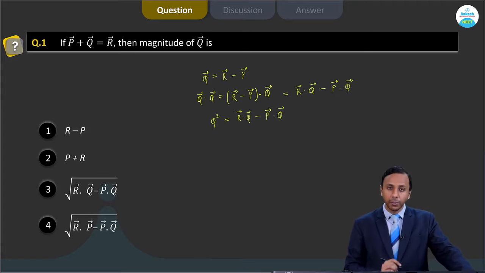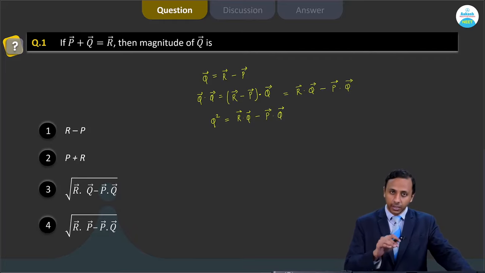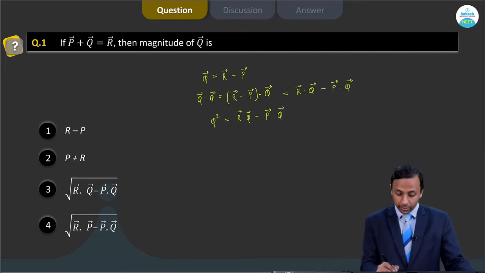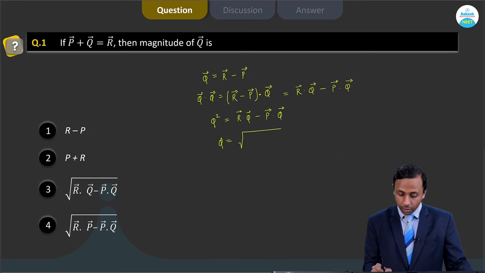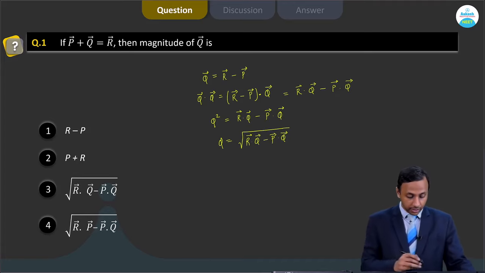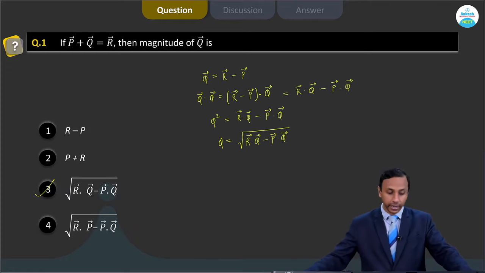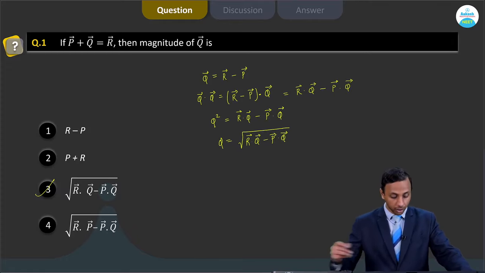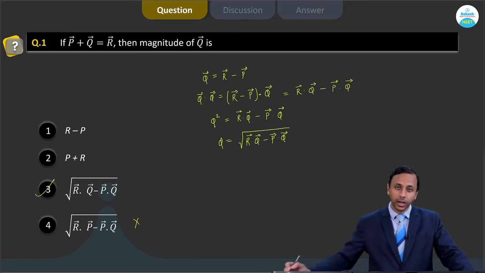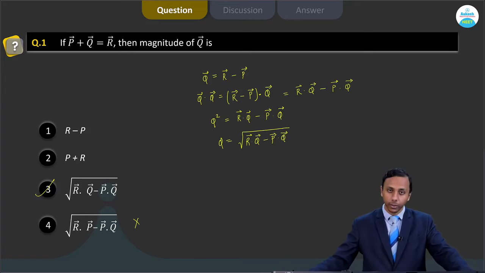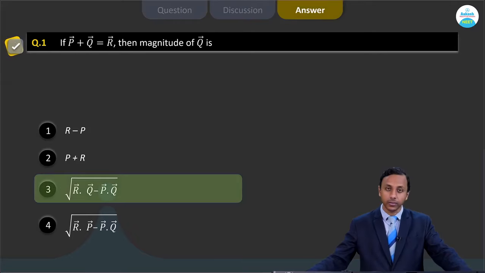And we are supposed to find the magnitude, which will be nothing but take whole under the root. So Q is going to be whole under the root R dot Q minus P dot Q. And as you can clearly see in the options, this is going to be option 3. Other options, they are negated. Option 4 is clearly wrong because it's written R dot P. Okay, so let's look at the correct answer. And yes, 3 is correct.